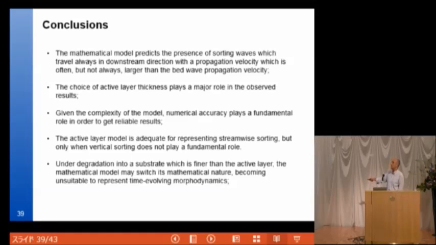And the active layer model is adequate for representing streamwise sorting, but only when vertical sorting does not play a fundamental role. And under degradation into a substrate which is finer than the active layer, the mathematical model may switch its mathematical nature, giving rise to, say, funny results, but which are not reliable at all.